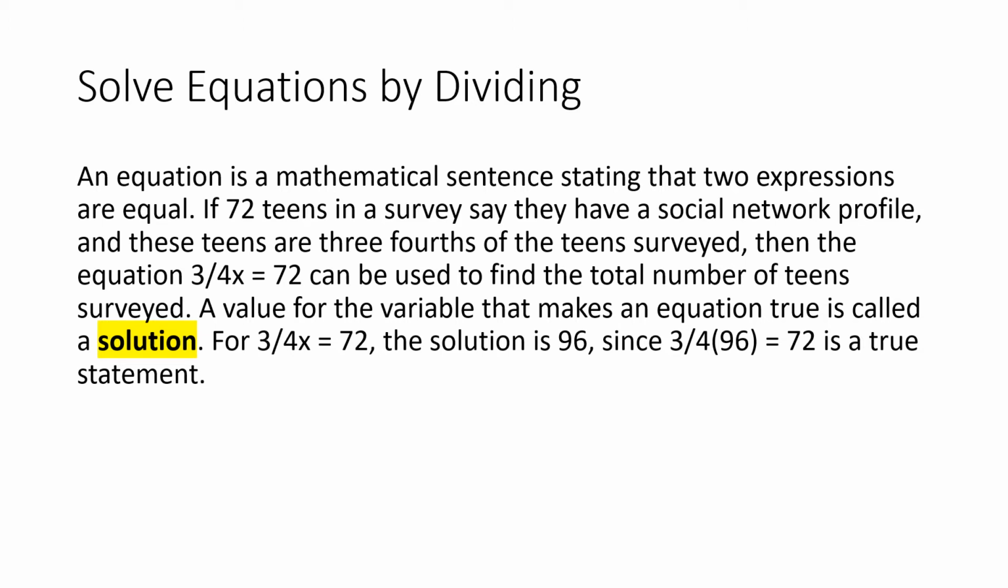For our example here on the slide, if 72 teens in a survey say they have a social network profile, and these teens are 3/4 of the teens surveyed, then the equation 3/4 times x equals 72 can be used to find the total number of teens surveyed. A value for the variable that makes an equation true is called a solution. So for 3/4 times x equals 72, the solution is 96, since 3/4 of 96 is 72, and that is a true statement.